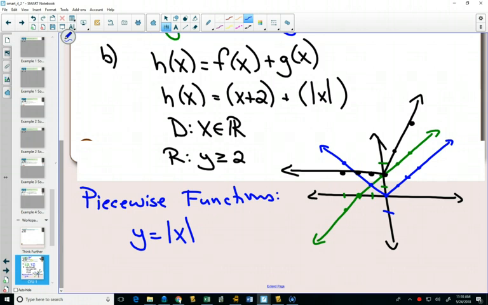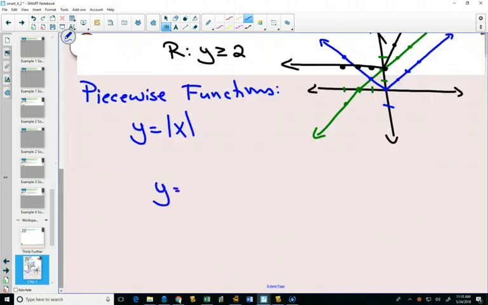For example, the black graph, can you see that it sort of looks like there's one line at one part and a different line at a different part? So you could describe it as two different graphs. And that's what a piecewise function does. It says, look at your absolute value graph in blue. Does it look like two different lines? Yes.